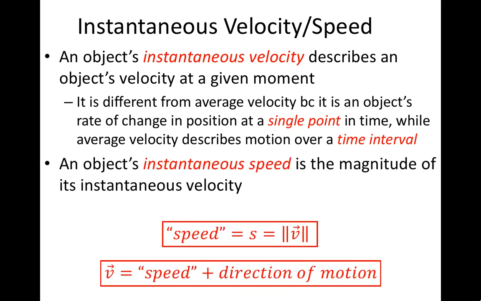Just as with average speed and average velocity, we can describe an object's instantaneous speed as the magnitude of its instantaneous velocity. Instantaneous speed describes how fast an object is moving at a particular moment.